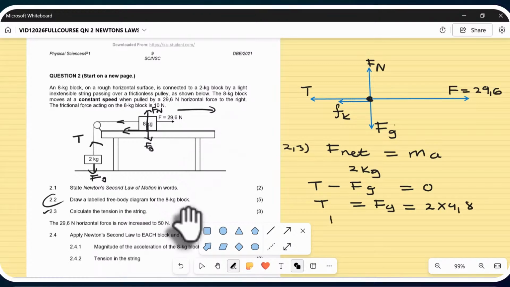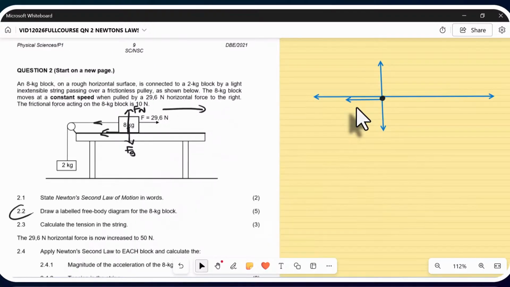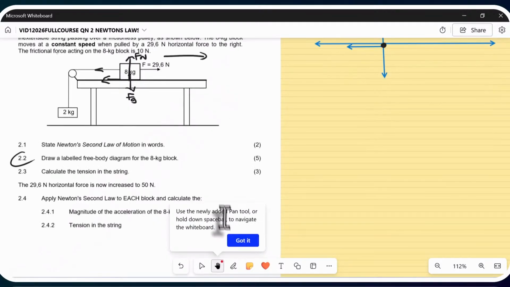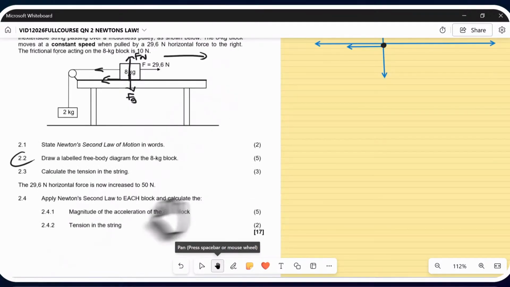The next question says that now the 29,6 newton horizontal force is increased to 50 newtons. Then they say apply Newton's second law to each block and calculate the magnitude of the acceleration of the 8 kg block. So we want the acceleration for the 8 kg block.